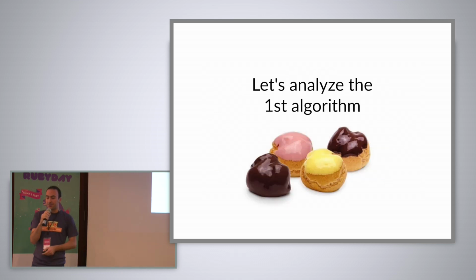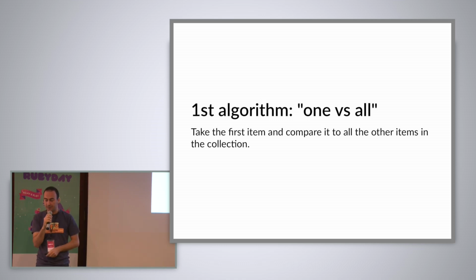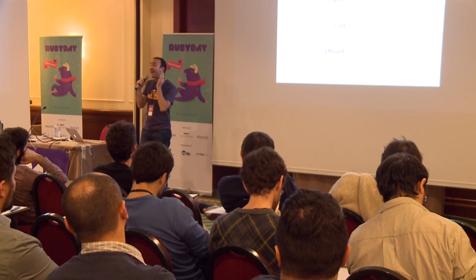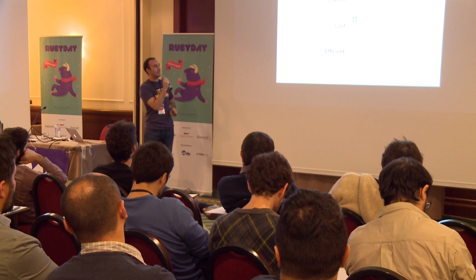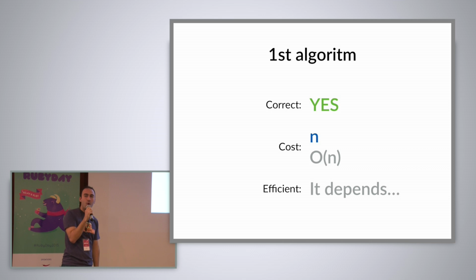Let's analyze the cost of the first algorithm. We call the first algorithm one versus all. Again, we take the first one and we compare it to all the others in the collection. We say that the first algorithm is correct. Now, what's the cost of the first algorithm? Linear, cool, okay, it's linear. And so the cost is n, and the big O notation is O(n). Is it efficient? Well, it depends. It depends on what? How do you measure efficiency?